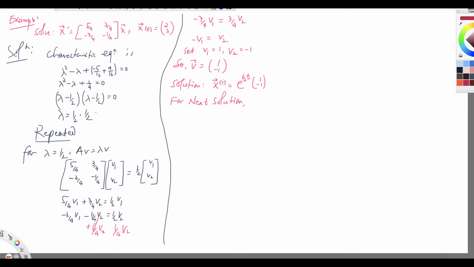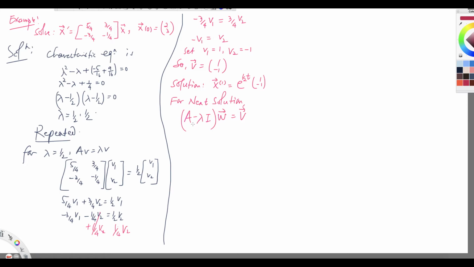So what is the solution? The first solution, I'm just denoting by superscript 1. So x equals e to the lambda t times the eigenvector. That's what you get, right? So we got the one solution. For the next solution, what you need to do is A minus lambda I. We need to find w, right? Such that (A minus lambda I) w equals v, that v, okay?